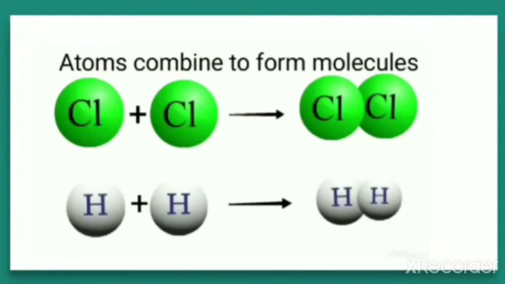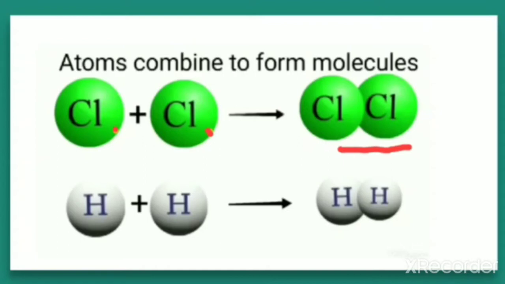Atoms combine to form molecules. Here I have taken some atoms, that is a chlorine atom. This is also a chlorine atom. So two chlorine atoms combine. You can see this is one chlorine atom, this is one chlorine atom. Two chlorine atoms combine to form a chlorine molecule.